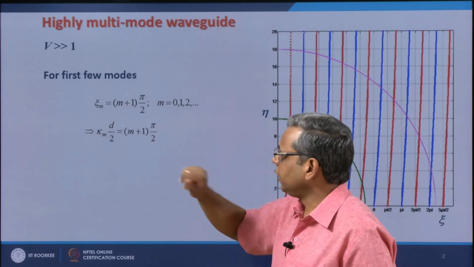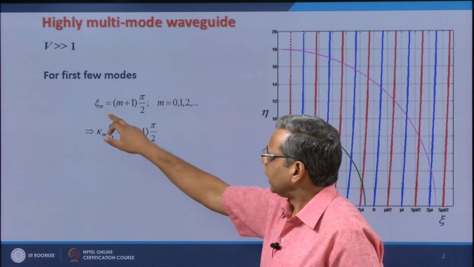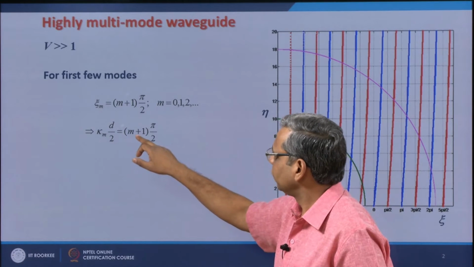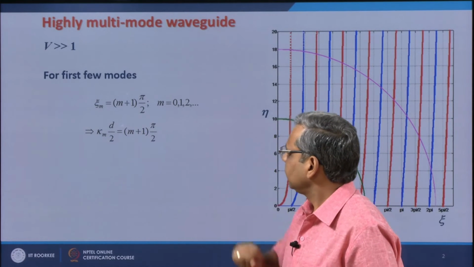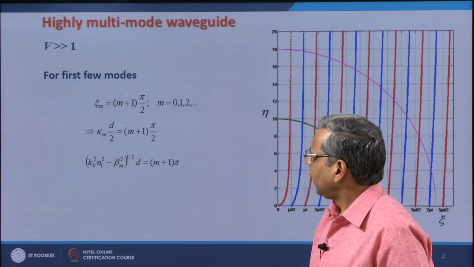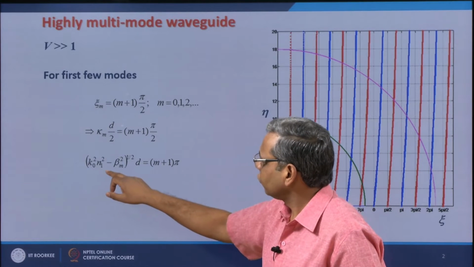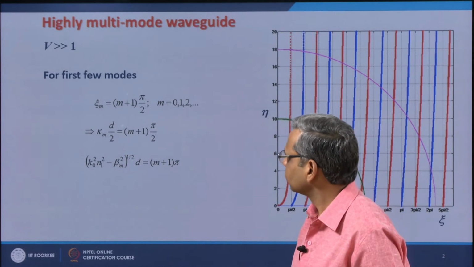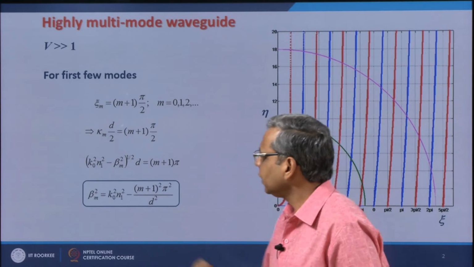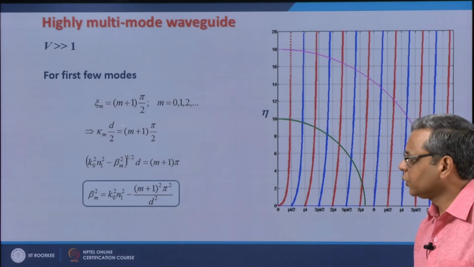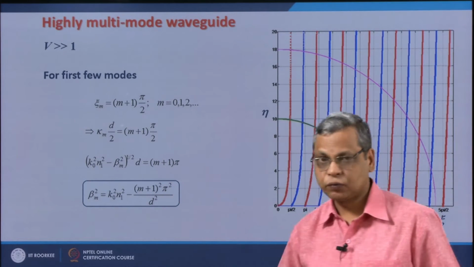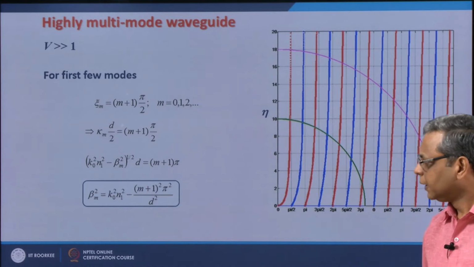So, in this case I can find out the beta in this way. I know xi m is equal to kappa m d by 2. So, it is equal to m plus 1 pi by 2, and kappa m squared is k naught square n 1 square minus beta m square. So, this gives me beta m square is equal to k naught square n 1 square minus m plus 1 whole square pi square by d square.